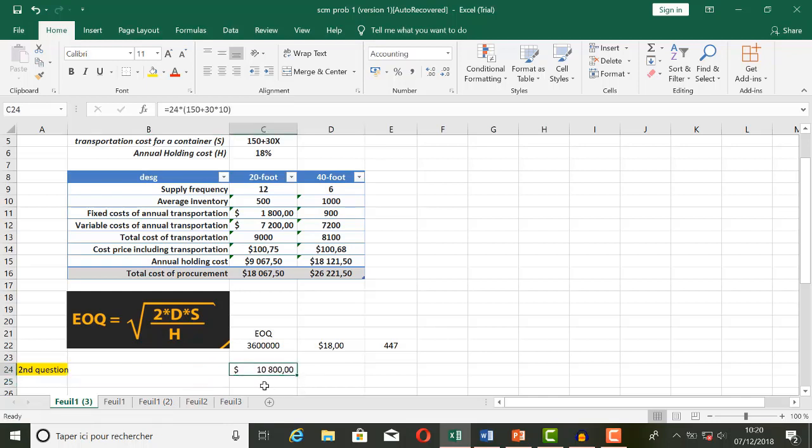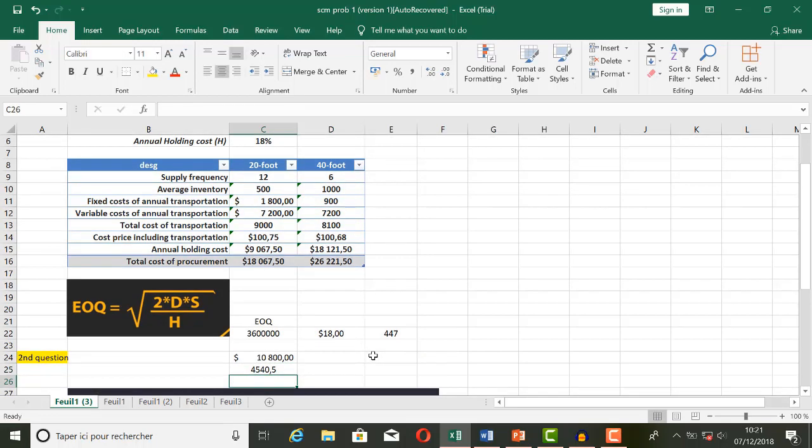The same goes for the holding costs, where we have the average inventory times the cost price times the holding cost, expressed as a percentage. So we have 500 divided by 2, which is 250, our average inventory. So 250 times 100.9 times 18%, and that will give us 4,540.